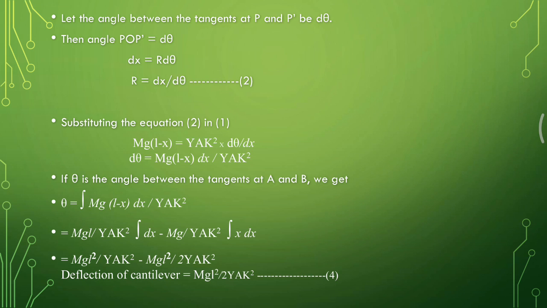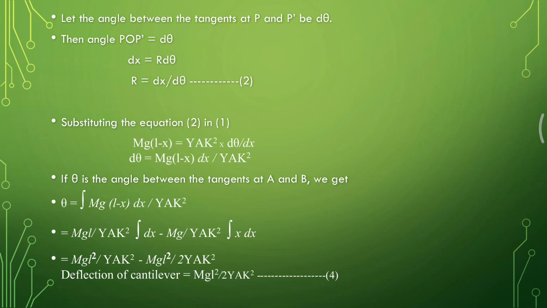The first term is mg into L by Y A k squared, integration of dx, minus the second term, mg by Y A k squared, integration of x dx. That is given by mgL by Y A k squared, integration of dx is x. The limits are 0 to L along the particular length. Integration of dx is x.